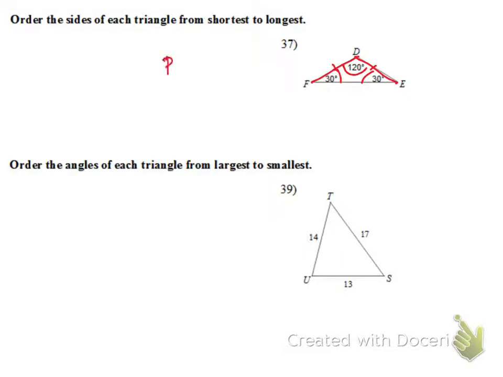So it would just be FD, and then you just put underneath that DE because they're congruent, and then comma, and then the last one is FE.